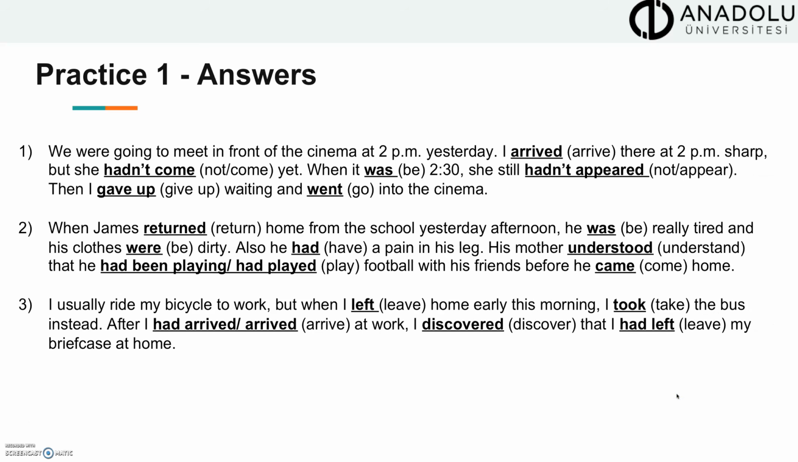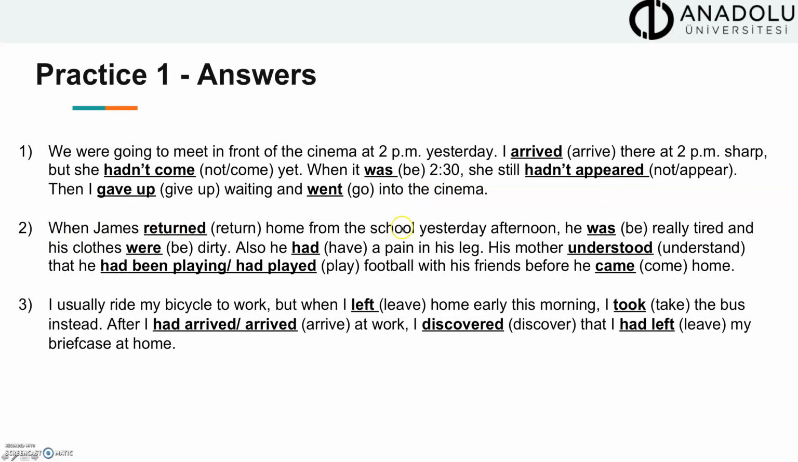Alright, here are the answers. We were going to meet in front of the cinema at 2 p.m. yesterday. I arrived there at 2 p.m. Main action, sharp. But she hadn't come yet. When it was 2:30, she still hadn't appeared. Then I gave up waiting and went into the cinema.